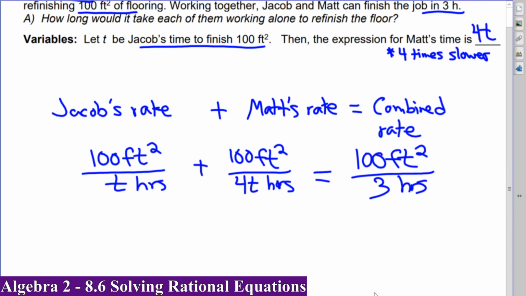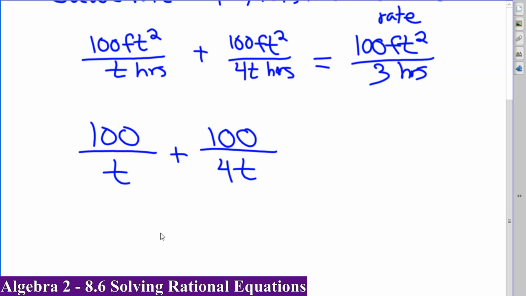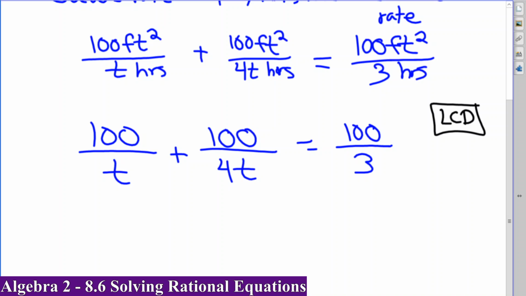Okay, so let's remove all those units and let's try and solve here. So we got 100 over t plus 100 over 4t equals 100 over 3. So we look for that least common denominator. We have t, we have 4t, and we have 3. So we know we're going to at least have to have a t there. And the least common multiple between 4 and 3 is 12. So let's multiply everything times 12t.